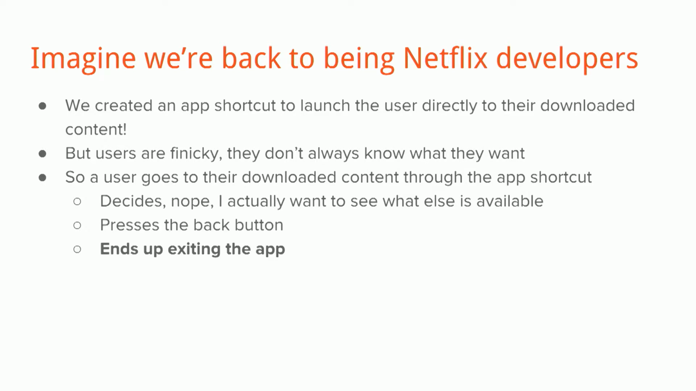And now they end up exiting the app, because the way you programmed your app shortcut is that it just launched them to the specific activity, but you didn't think about what they were going to do after that, right? So now they're really confused, and they're probably sad, and they don't know what's going on with your app. So this is where we can implement some backstacks. And backstacks are actually, I think, a pretty common concept in terms of deep linking.